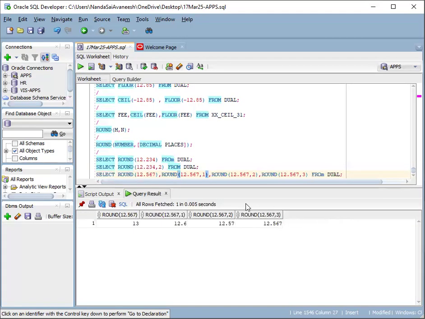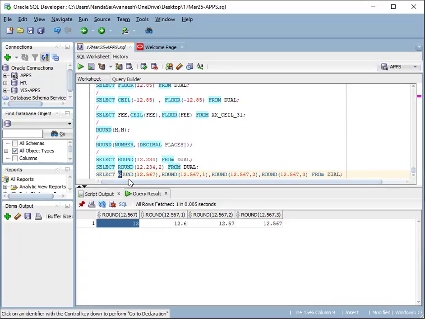So the difference: if I use only round, that is 13. Round of 12.567 with 1, then 12.6 is coming. Round of 12.567 comma 2 means 12.57. Same way, 12.567 comma 3 means the same value is displayed. Based on this n value, the value is changing. If there is no n value, then based on the decimal value it converts to 13 here.